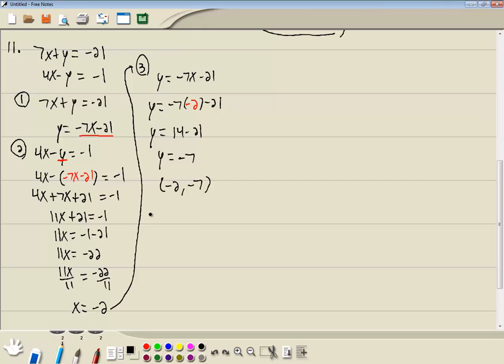Now let's do this on the calculator. Now it's already in perfect form. All the terms of the variables are on one side, numbers on the other. So I'll drop the variables and the equals, keep the numbers in their signs. So we got 7, 1, negative 21, 4, negative 1, and negative 1.